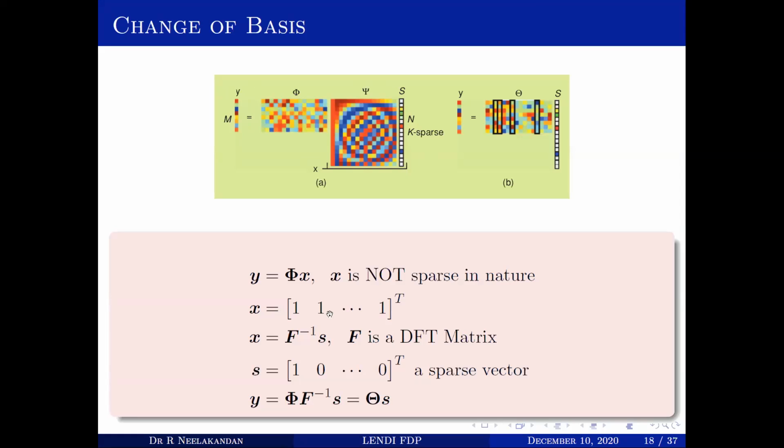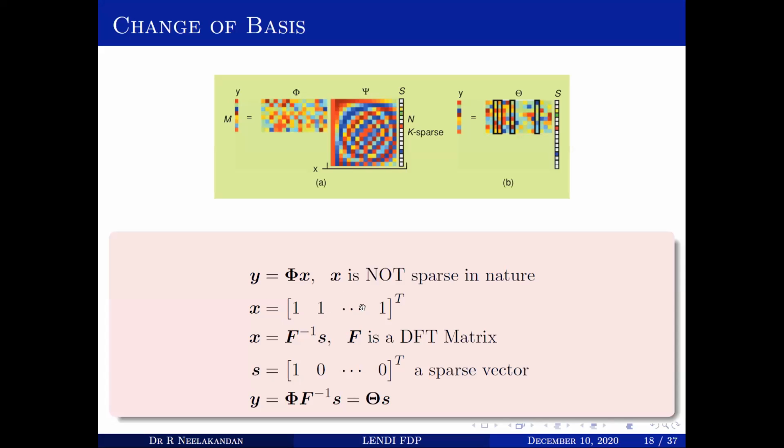Suppose this is a 128 cross 1 vector. Say for example, you have 128 ones here. If I ask you whether the vector is sparse, you would say no. It is not a sparse vector, isn't it? This has all values, right? So it is not sparse.